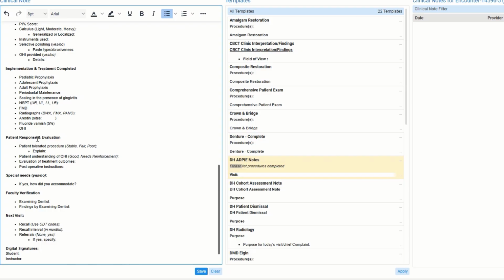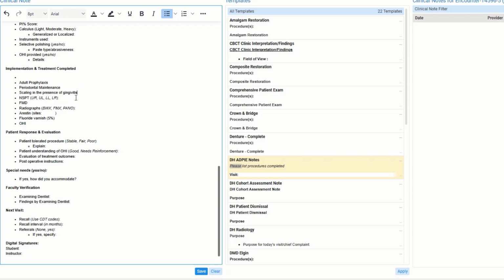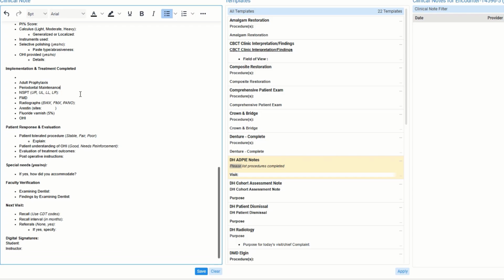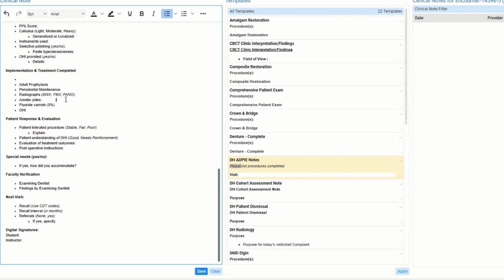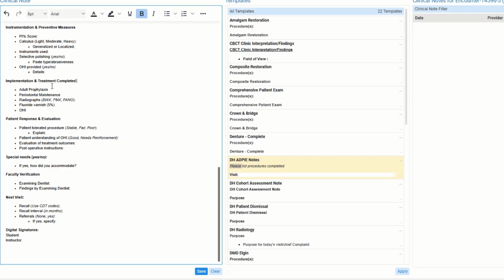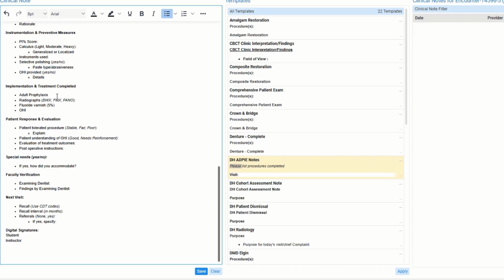So implementation. I know this gets a little crazy. Delete whatever you did not do. So if you saw an adult patient, let's delete this. Was the patient scaling in the gingiva? Nope, we didn't do that. We didn't do that. We didn't do a rest-in. Okay, but we did the prophy. We did 4 bite wings. So I'm going to delete all of this. We did fluoride and we did OHI. Okay, so that's what we did.